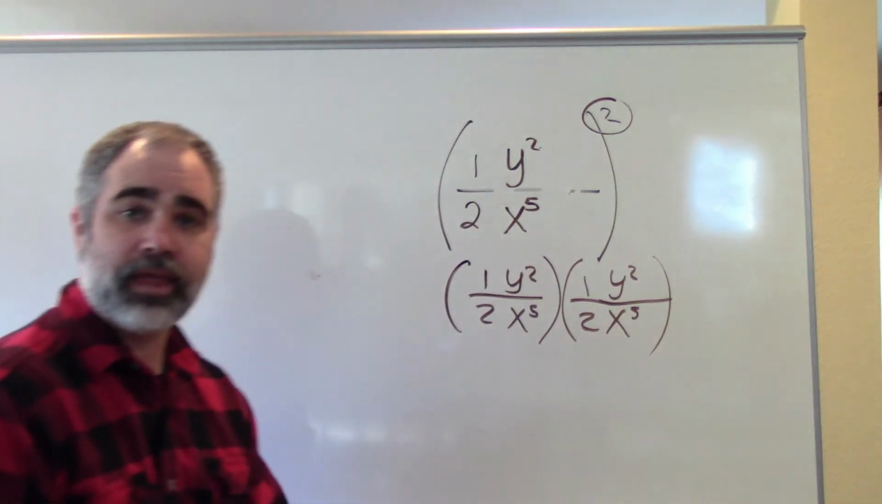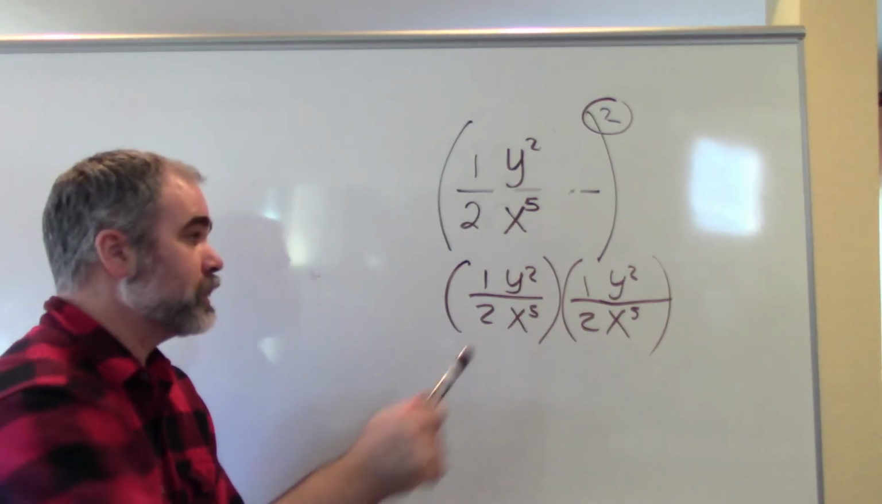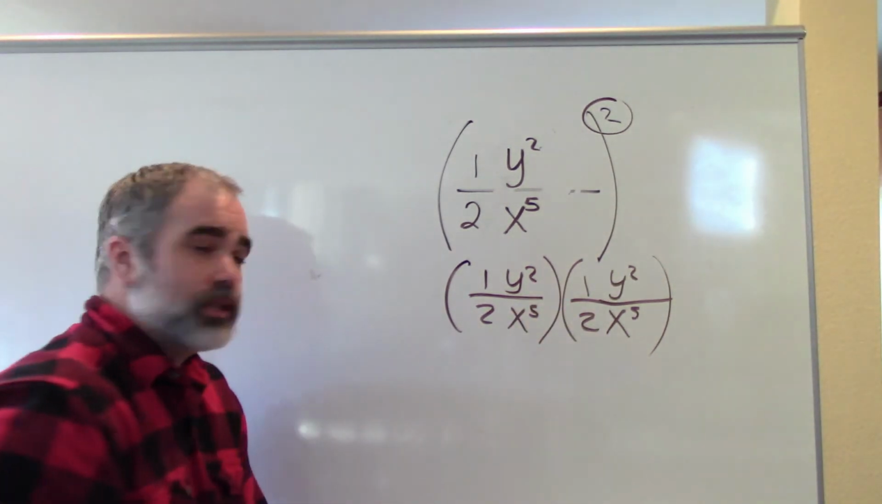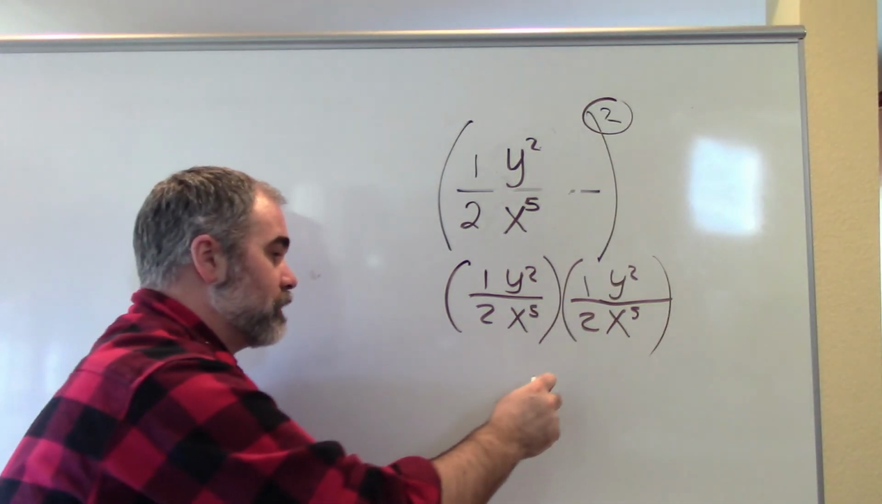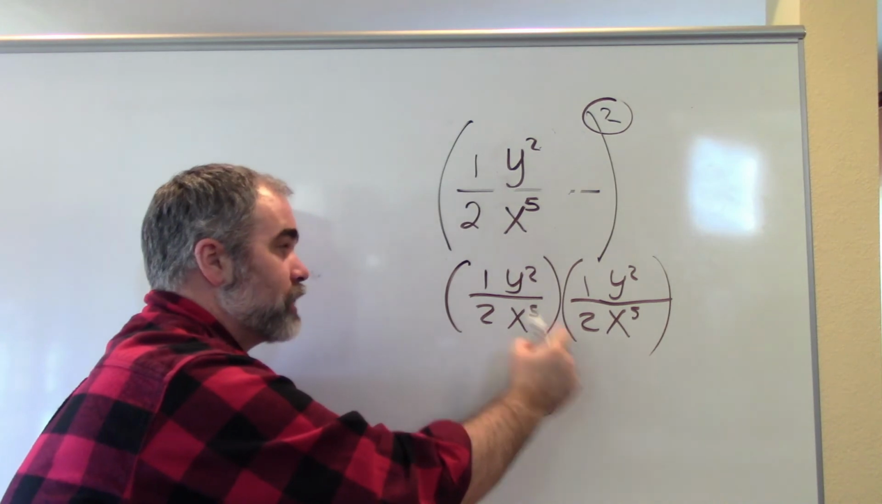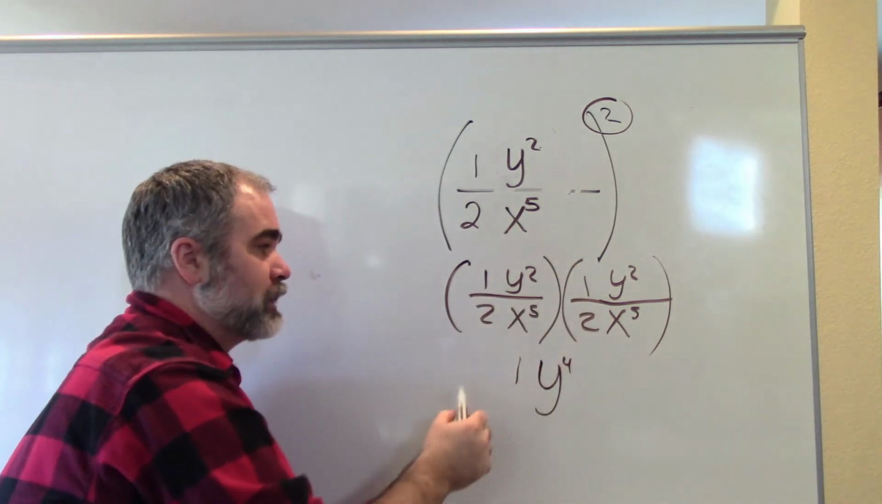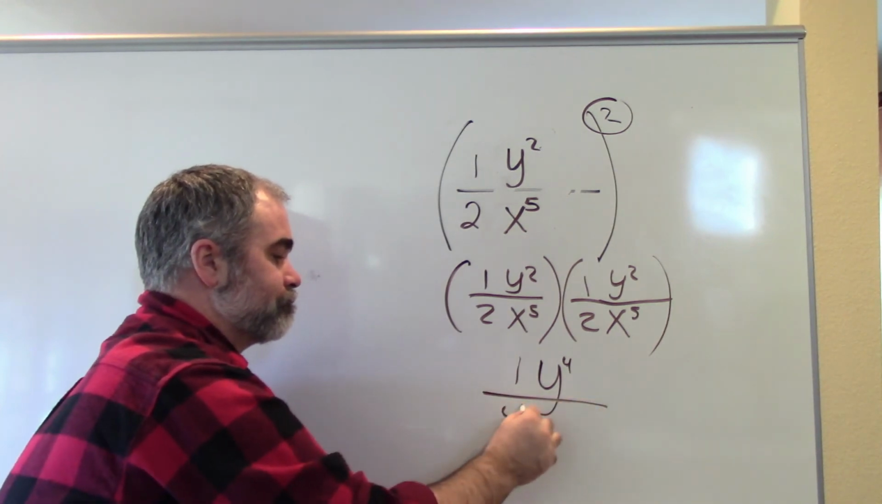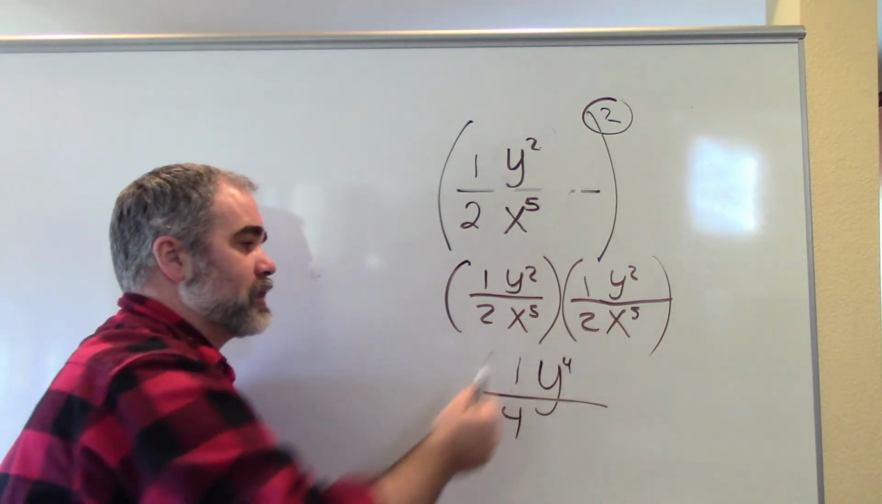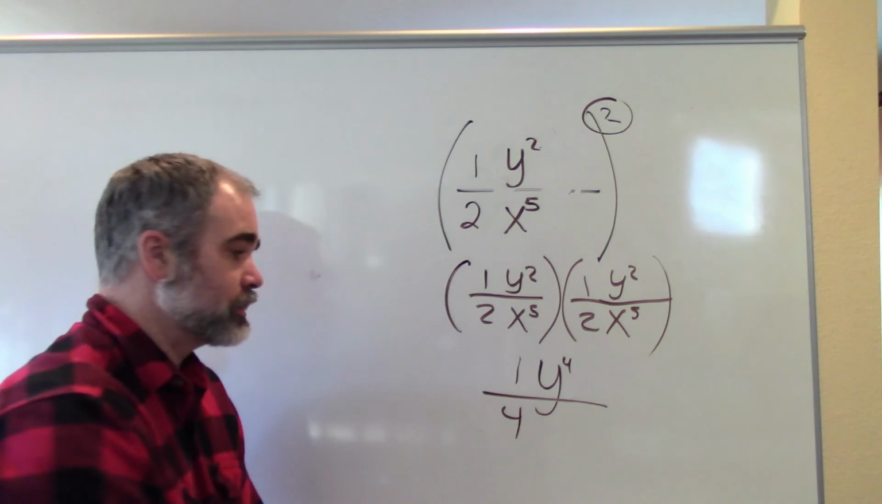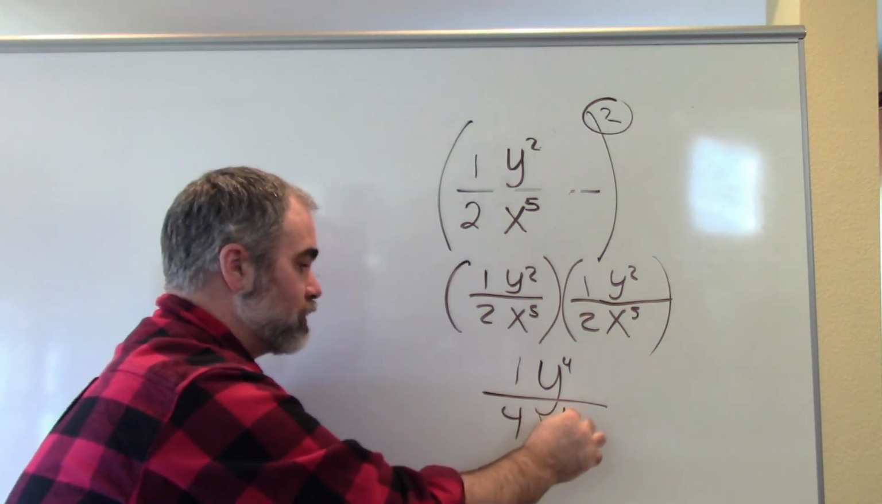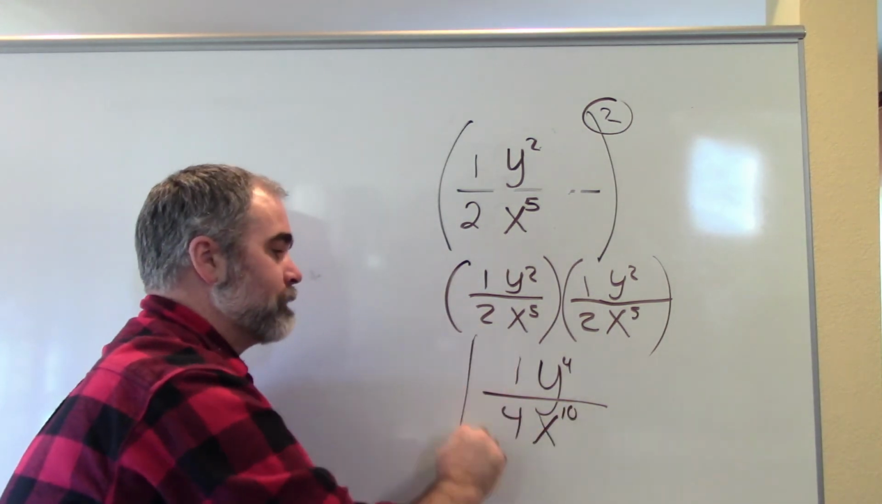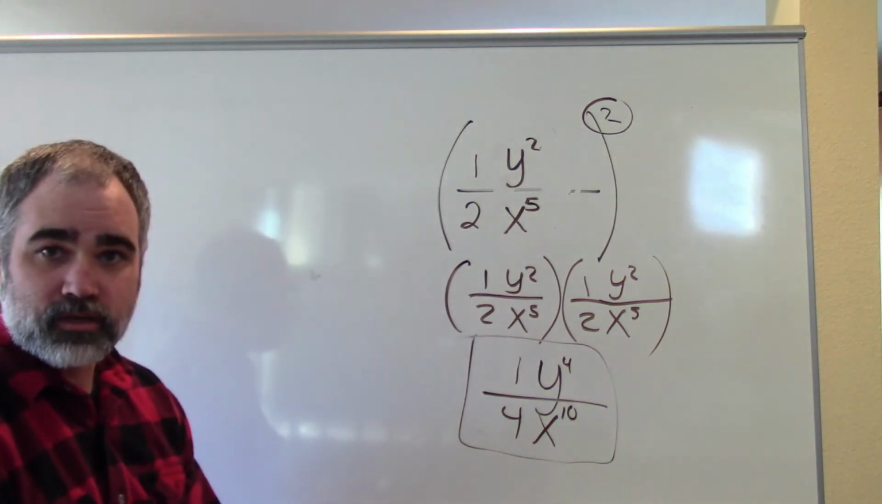Now I can simplify that the rest of the way. Y squared and y squared, there's 2 on each, which gives me a total of 4 y's. 1 times 1 is still 1. 2 times 2 is 4. X to the fifth times x to the fifth, that's 10 total x's that are multiplied together. So I can abbreviate that as x to the 10th power. And that is your perfect answer.